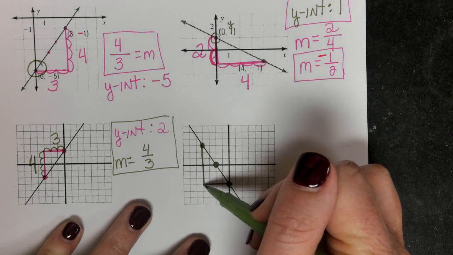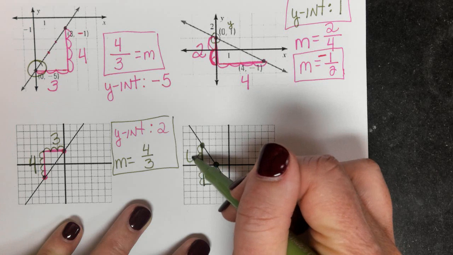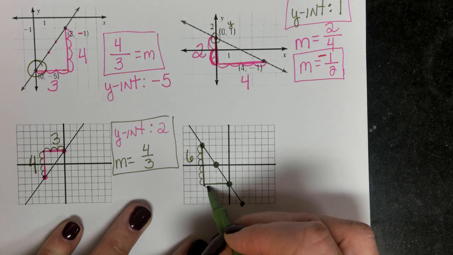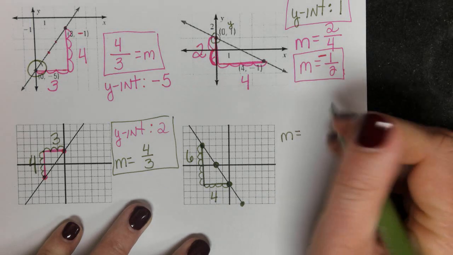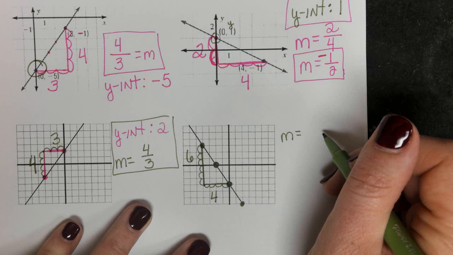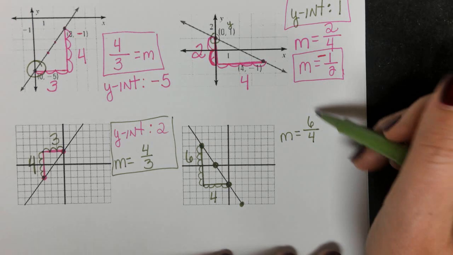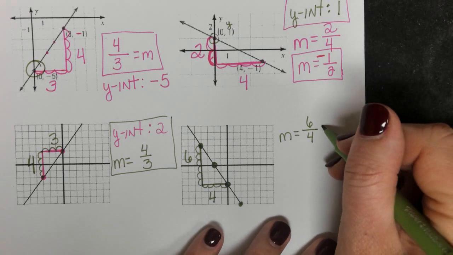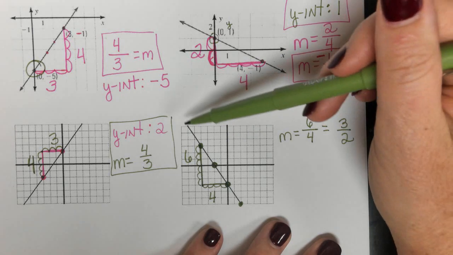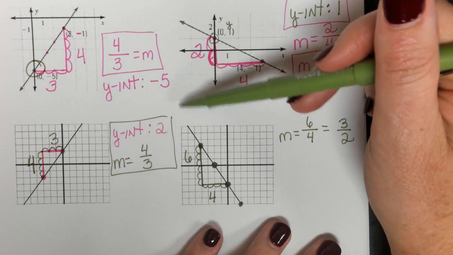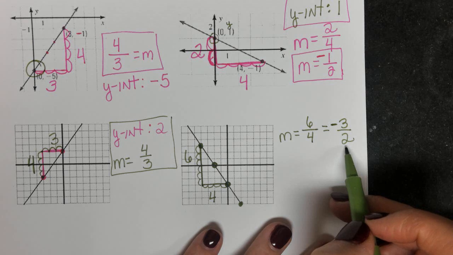Okay, so let's count our rise. 1, 2, 3, 4, 5, 6. Okay, and then our run. 1, 2, 3, 4. So for my slope, I'm going to write what over what? 6 over 4. Your calculator will help you reduce that if you're not sure what it reduces to, but it does reduce to 3 over 2. And then ask yourself, is this positive or negative? And I hope you're saying that this is negative. So your slope is -3 over 2.